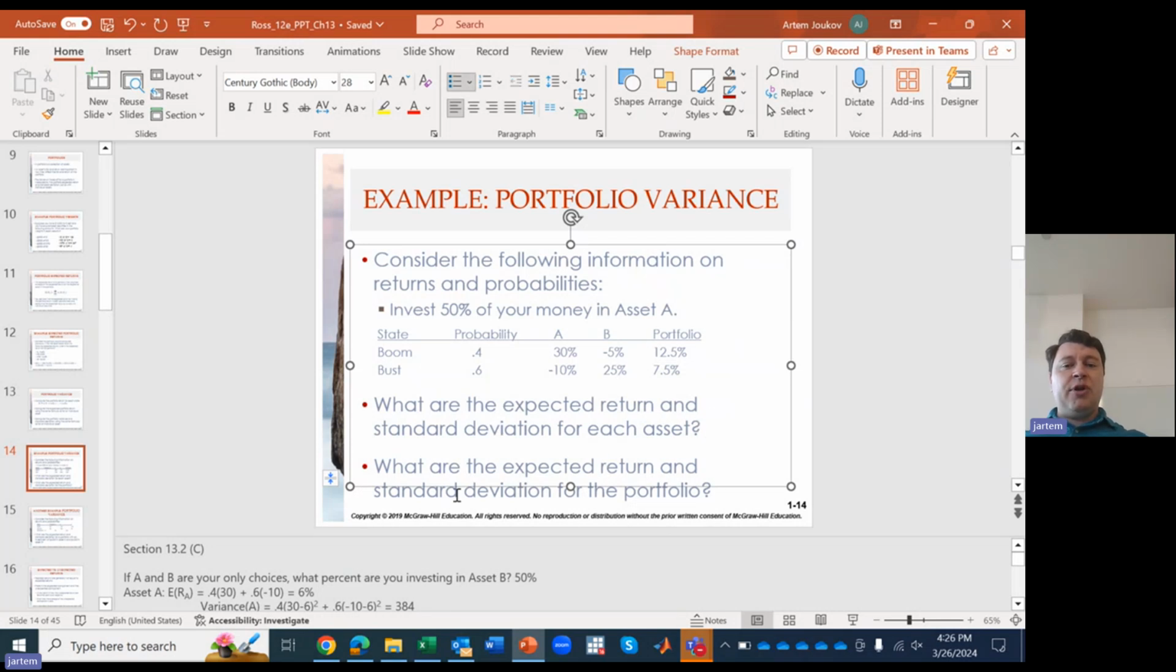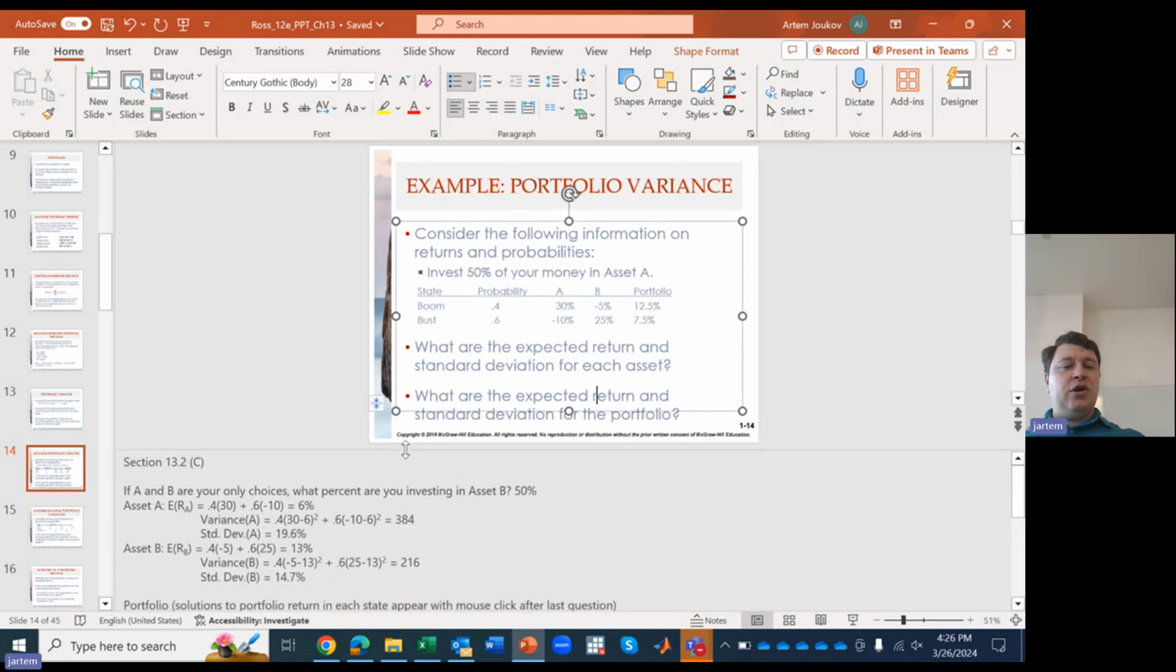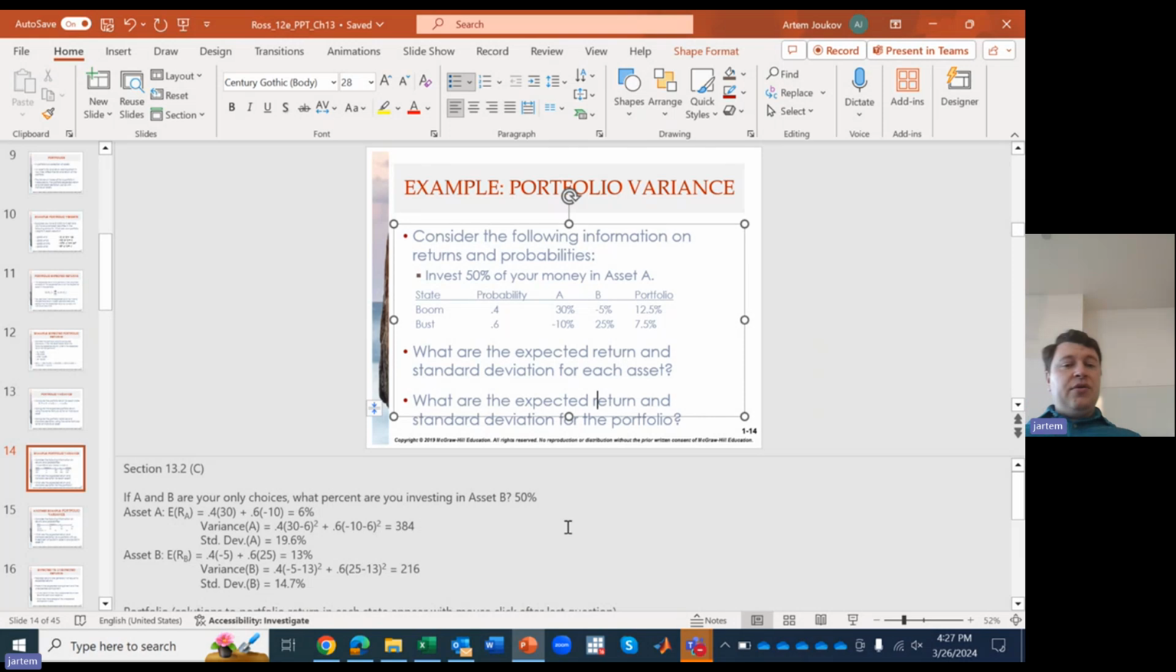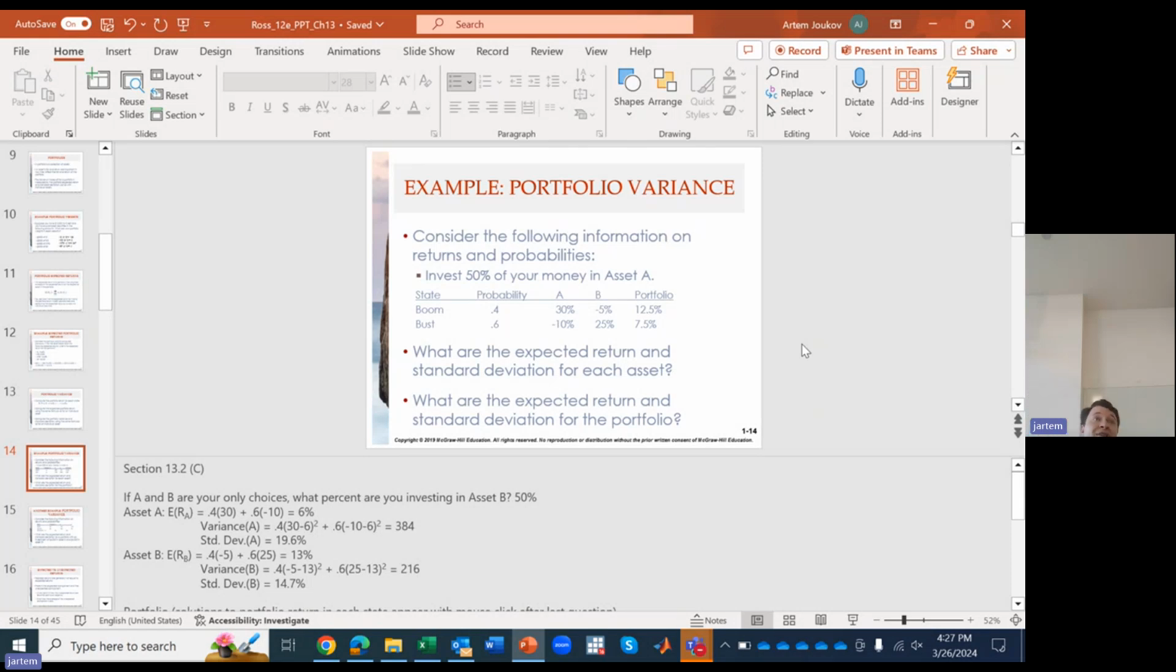And then what's the expected return and standard deviation for the portfolio? All right, let's go step by step here. If A and B are the only choices, what percent are you investing in asset B? Well, I invested 50% of it in A, so I invested the rest in B. That's 50% in B.